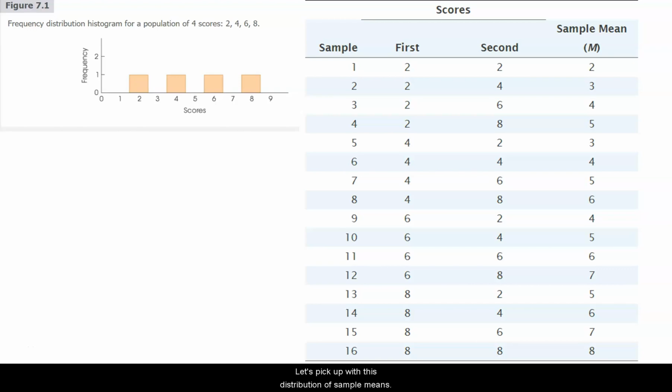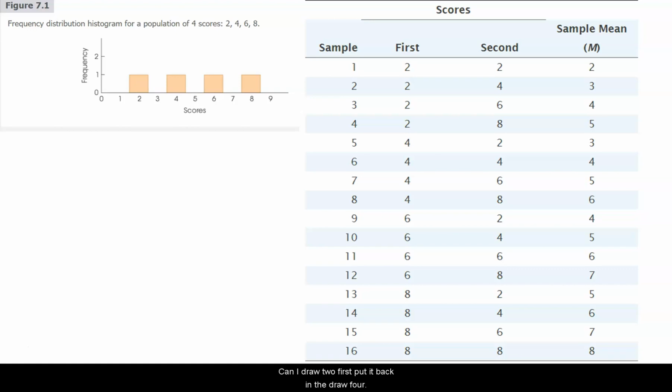Well, let's pick up with this distribution of sample means. Please realize that we're taking 16 samples of size 2 with replacement. So I want you to think, if I'm replacing, what could happen if I drew a 2 first? If I drew a 2, could I put the 2 back and draw another 2? Well, of course. And that would have a mean of 2. If I look on row 1 there, sample 1, 2 plus 2 divided by 2 is 2.